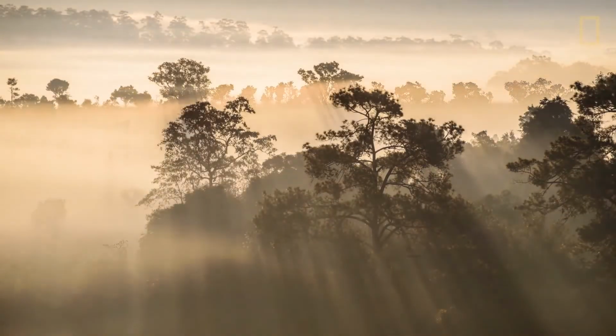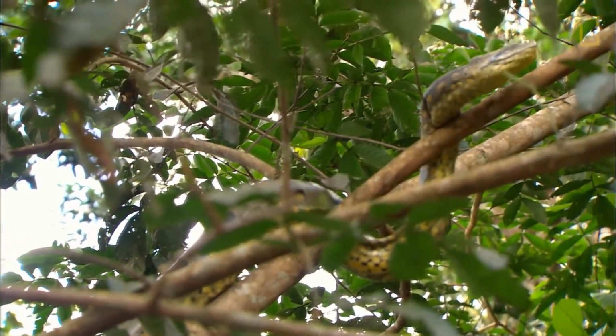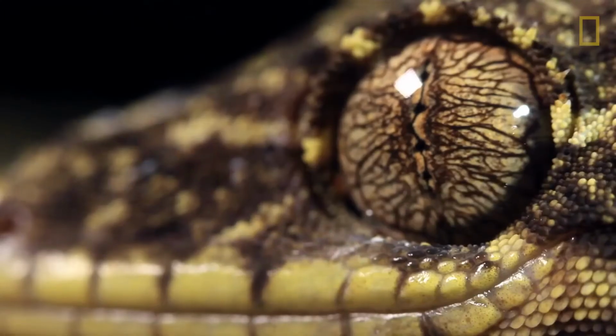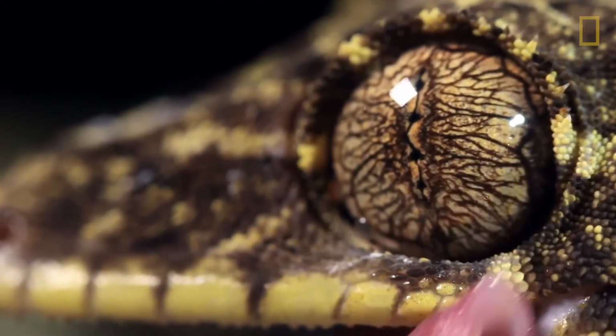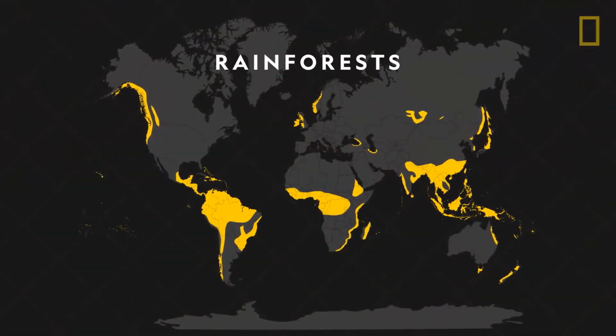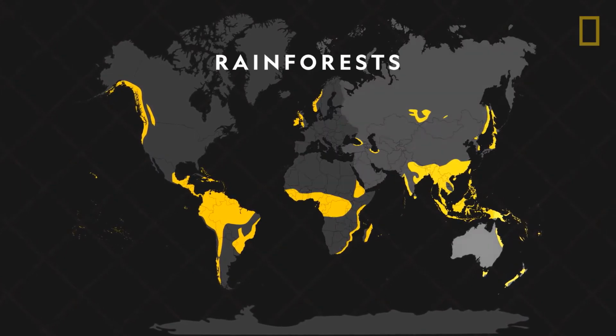Rainforests are the oldest living ecosystems on the planet. Some can trace their origins to over 70 million years ago, back to a time when dinosaurs still roamed the Earth. While the giant reptiles have disappeared, rainforests continue to thrive, growing on every continent except Antarctica.